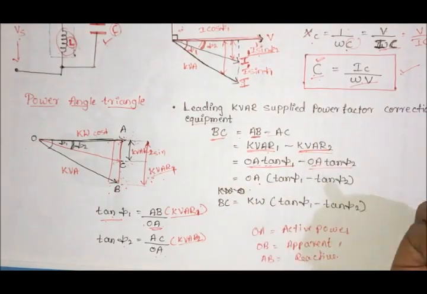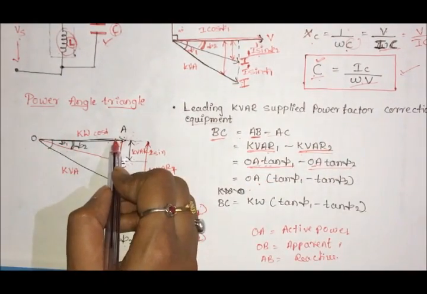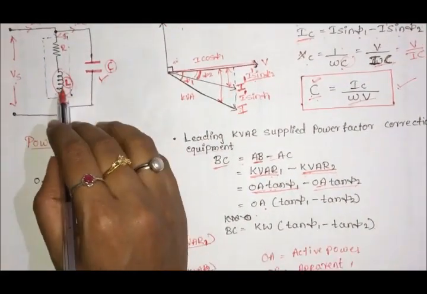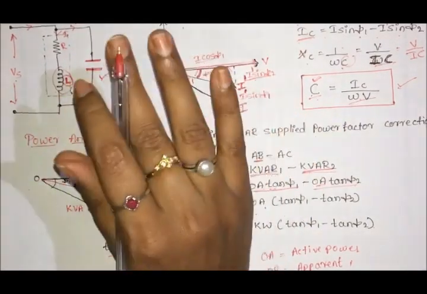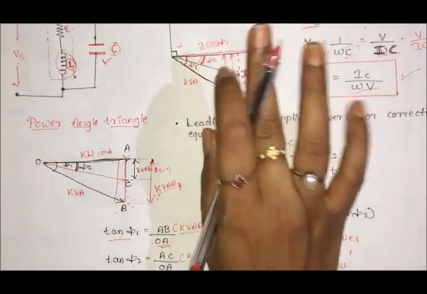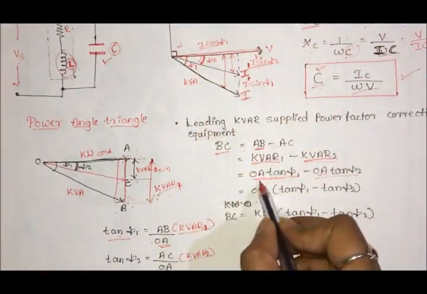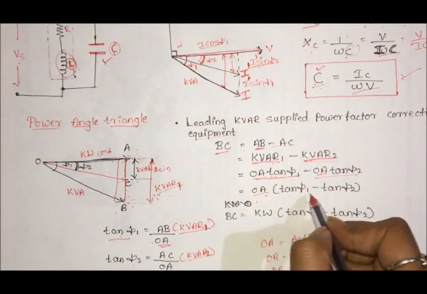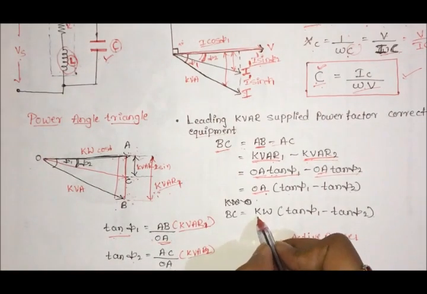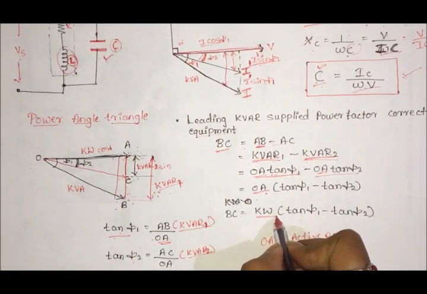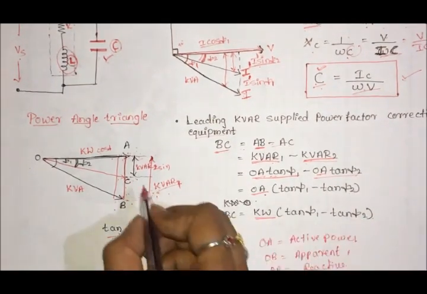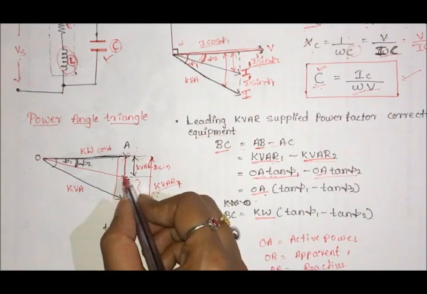OA is common because it is the active power. One thing you can remember is that after connecting the capacitor and before connecting the capacitor, the active power does not change. The active power will be the same, so there is no disturbance to the active power. So OA is common. I have taken OA outside, tan phi 1 minus tan phi 2. In place of OA, I have written kilowatt, meaning active power. So BC is equal to kW times tan phi 1 minus tan phi 2. This much reactive power we have reduced.